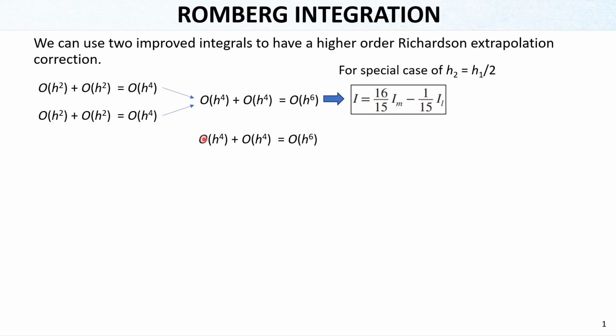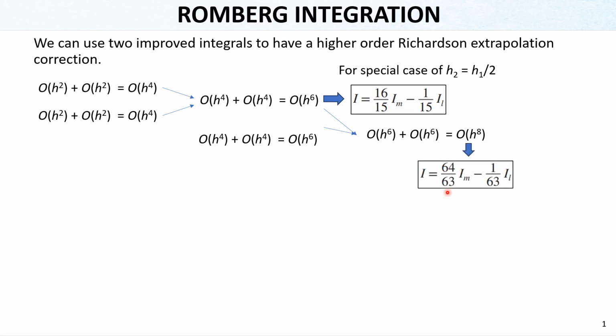And if we get another one of these improved ones, we get these two improved ones, then we can combine them as well. When we combine them, again we are increasing the order, meaning that we are reducing the error, improving the accuracy. In this case, now we have 64 divided by 63 and 1 divided by 63 for h2 equals h1 divided by 2. So it goes like this. You can add another 6 to get 8, then you can combine them to get 10, etc.